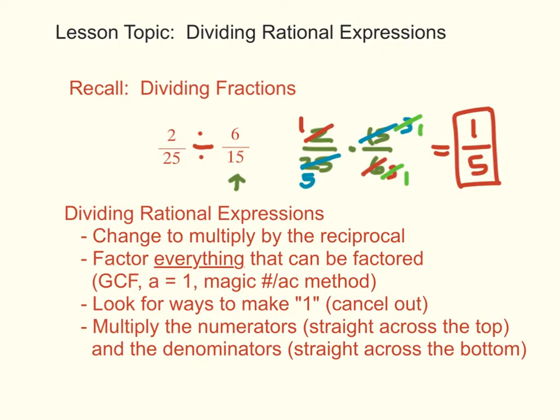First, we factor everything that can be factored, whether it's a GCF, a equals 1, magic number. I should have added here difference of squares. People are missing that a little bit. Make sure you pay attention to that. And then we look for ways to make 1, which is another way of talking about canceling out. And then we multiply the numerators, which is straight across the top, and multiply the denominators across the bottom. So let's try a couple of examples.